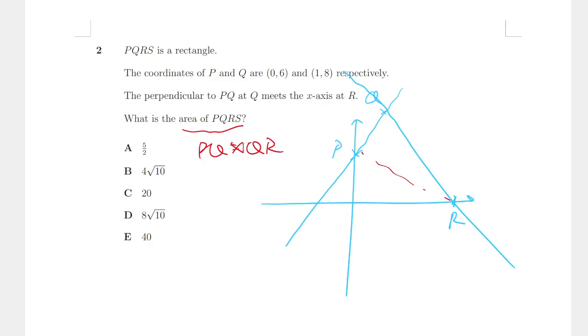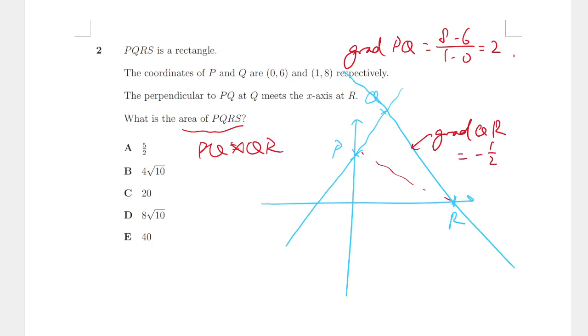Well, I know the line is perpendicular. So what's the gradient of PQ? The gradient of PQ is 8 minus 6 divided by 1 minus 0, that is just 2. Lovely. So therefore the gradient of QR is -1/2. You use -1 divided by the gradient of PQ, because perpendicular lines have gradients which multiply to -1. Okay, so that's -1/2.